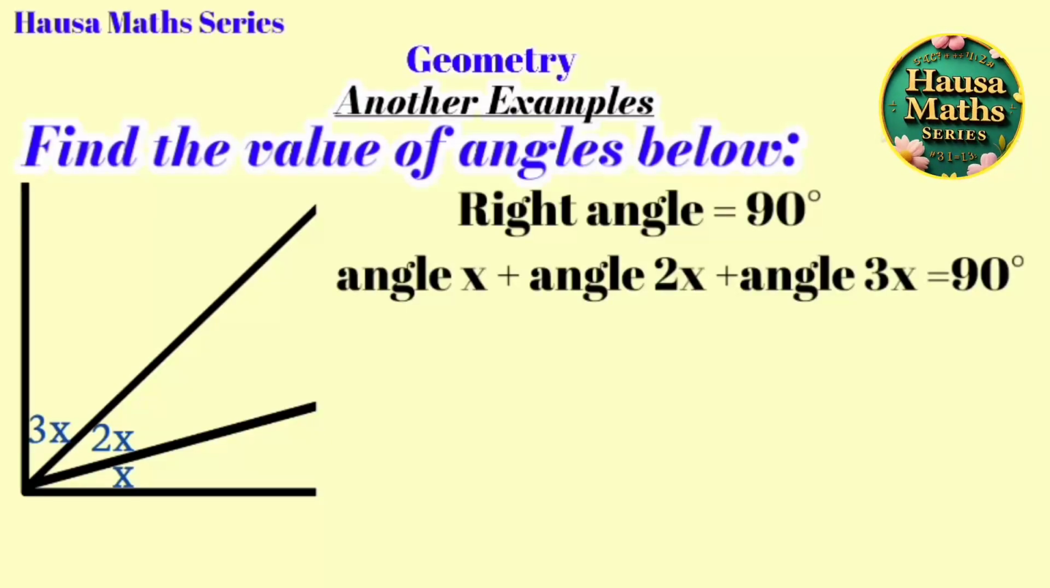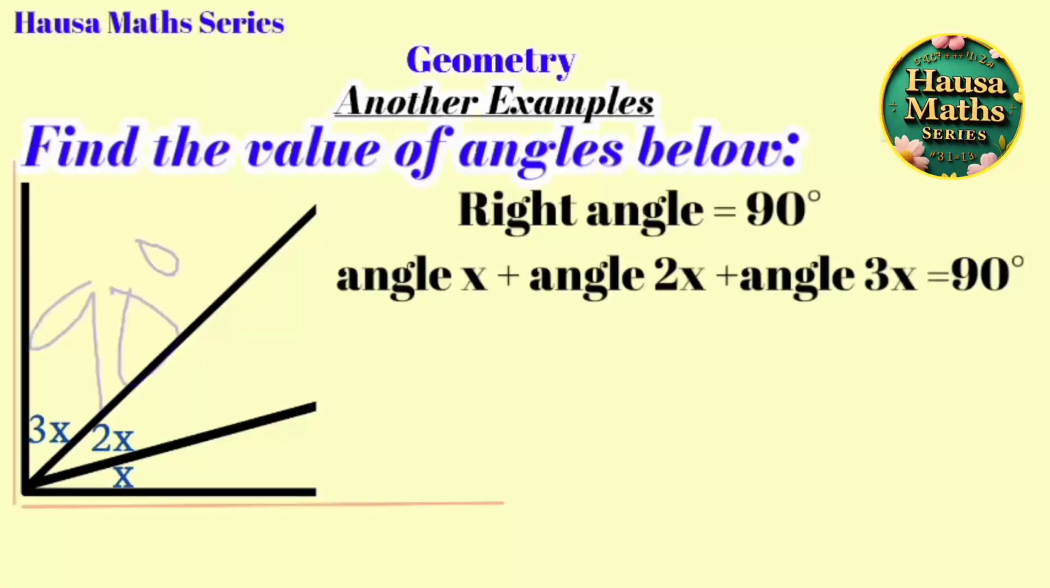If you add angle x, angle 2x, and angle 3x, it is going to give you 90 degrees. So this angle x is a degree which we don't know. 2x is a multiple of angle x, and 3x is triple of angle x. Means the value of 3x is the angle x multiplied 3 times, and the angle 2x is angle x multiplied 2 times. So you must be extra careful.